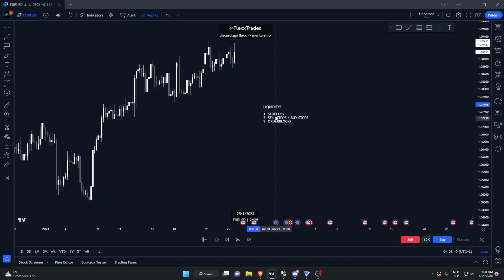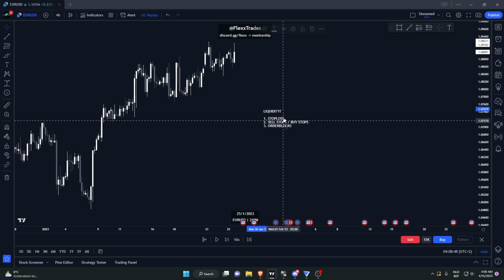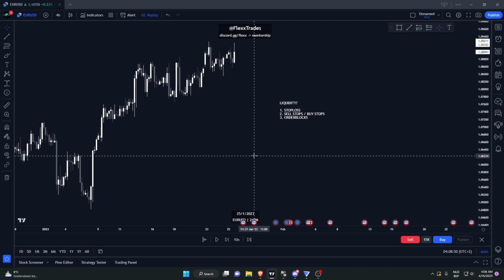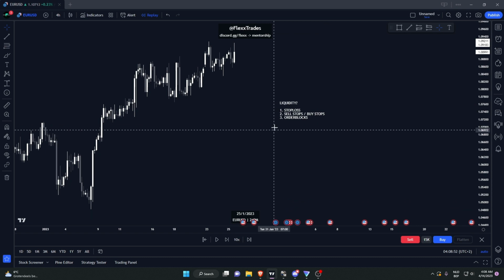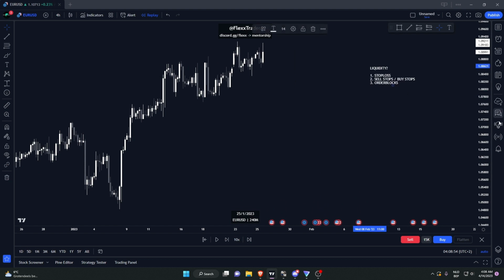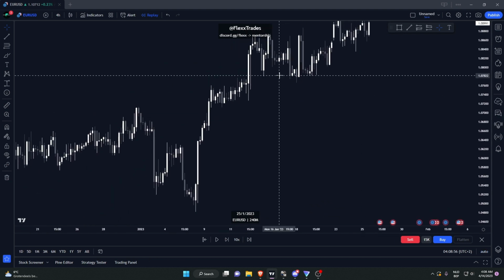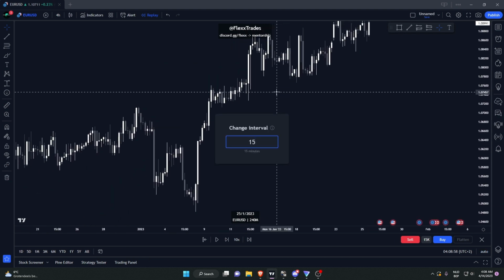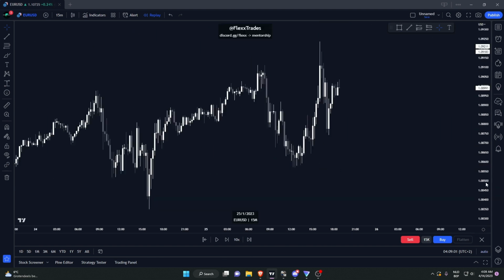So we're gonna speak about liquidity. What is liquidity? And then maybe we'll speak about how to implement that into trading as well. So first of all, let's start with the stop loss. That's gonna be our first thing we're gonna speak about. Let's hop on the 15-minute for that to just get an idea what that would say.